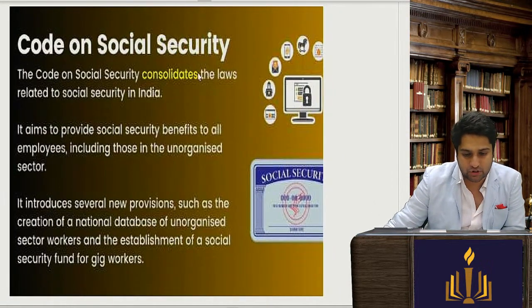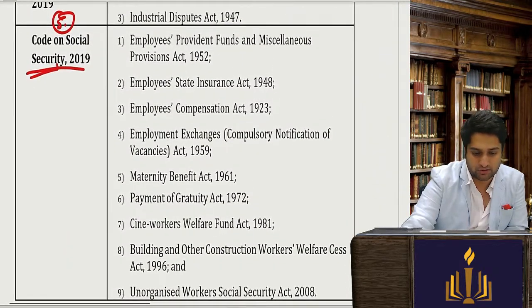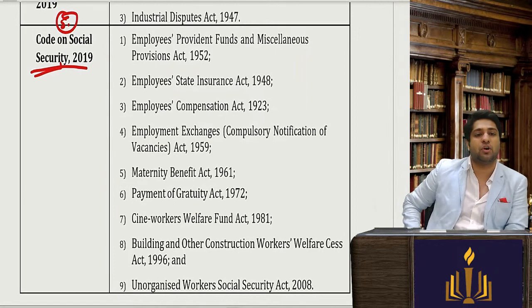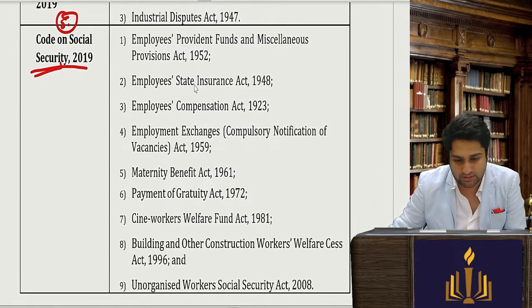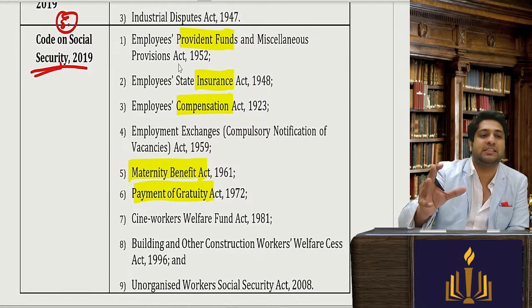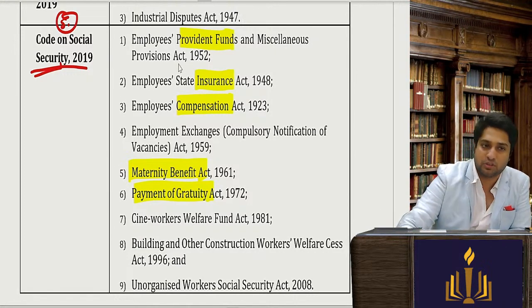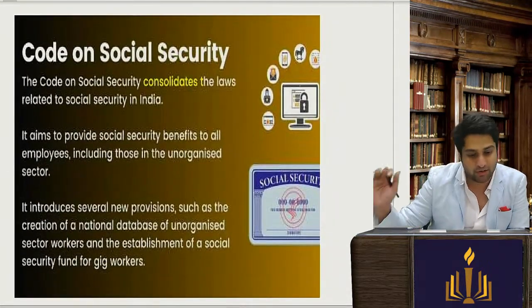First of all, it has consolidated multiple laws. So let's see how many laws they have done for social security. So in social security, 9 labor laws have been subsumed. That is, you see, Insurance Compensation Act, your Maternity Benefit, Payment of Gratuity Act, Provident Fund. So all these were your important acts which have been subsumed into the social security code. So it has consolidated all these 9 laws.